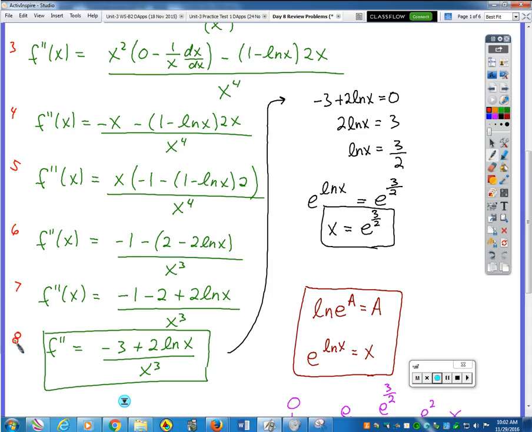I'm supposed to figure out where f has a point of inflection, so I have to make a sign chart. I cannot really factor the numerator anymore. So I've got to figure out what value of x will cause the numerator to equal 0. So I wrote that down: -3 plus 2 ln of x has got to equal 0. I do a little bit of algebra, I get to this point. Right here, there's really two different ways you can go.